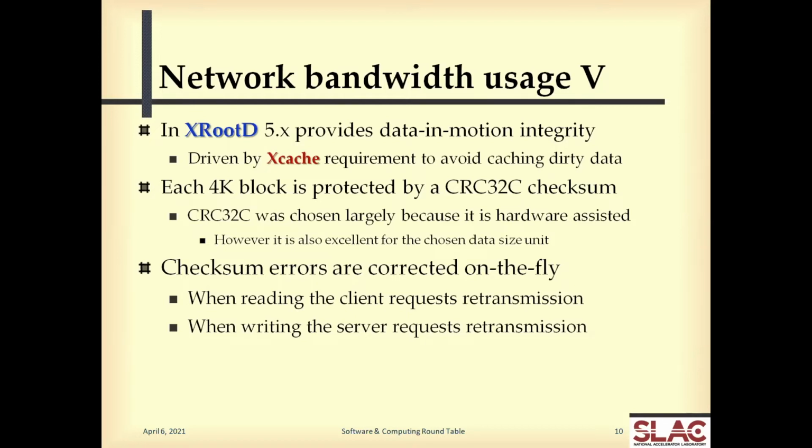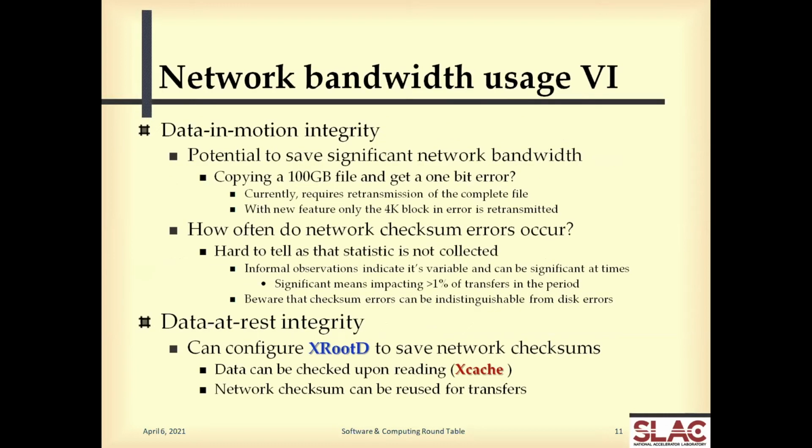So checksum errors are corrected on the fly because we know when we receive data, it's either good or bad. So when a client is reading data and it finds that it read a bad block, it requests the server to retransmit that block. And when it's writing data and the server receives a bad block, it'll ask the client to retransmit that block. Now, data in motion integrity has the potential to save a significant amount of network bandwidth.